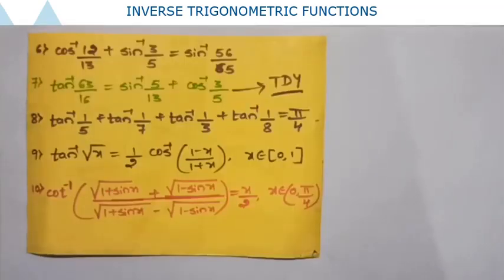Let me consider now the 9th example. Prove that tan inverse root x is equal to 1 by 2 into cos inverse of 1 minus x by 1 plus x.